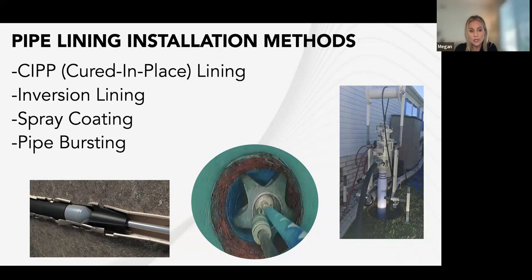Yeah, so basically, we're taking a look at the existing system and determining what's going to be number one, the best solution. And then next would be cost effective. And then again, like I said, how much room do we have for access? So if we're lining from outside the building or lining a larger diameter pipe, this inversion method might be a better option.